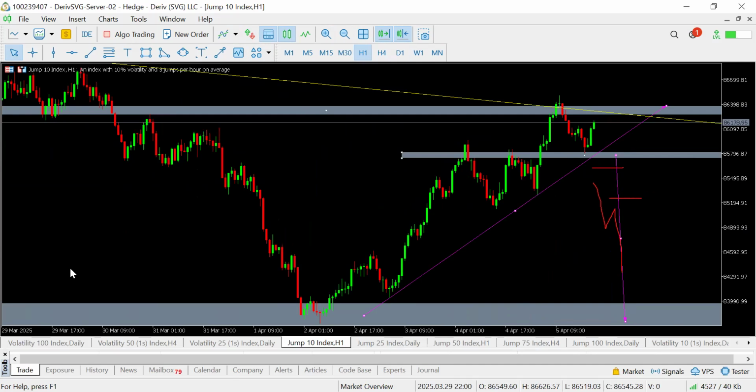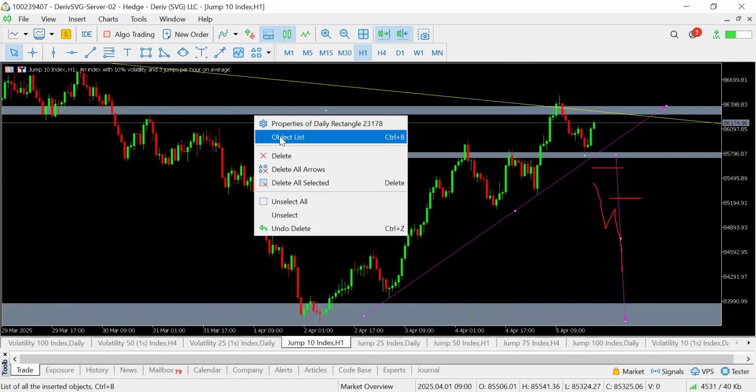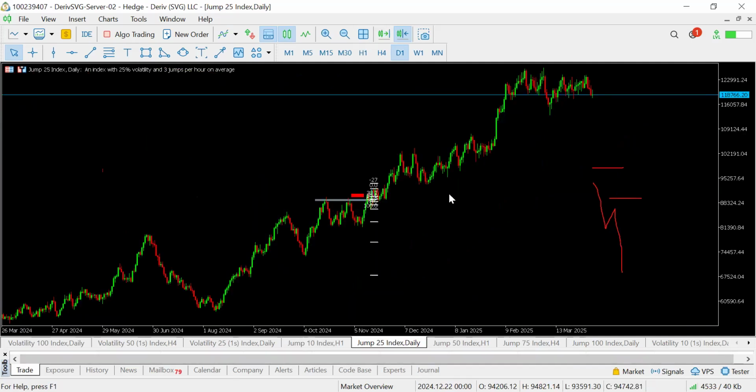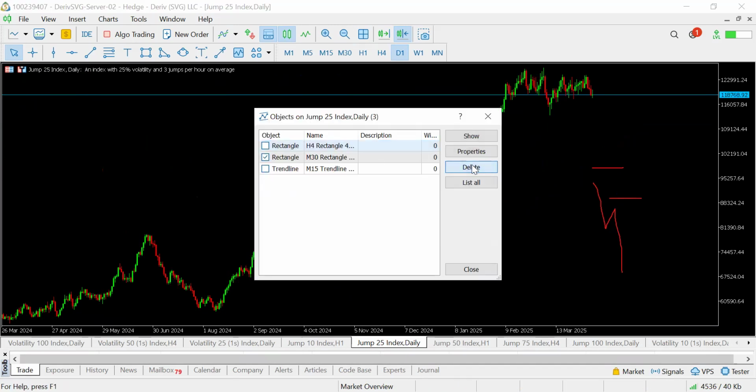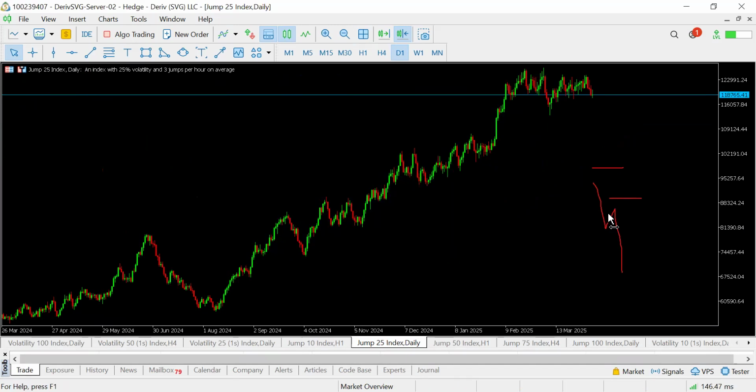So let me take out everything, and I think that's basically it for Jump 10 index. So let's look at Jump 25. Let me take these guys out. For Jump 25, let's go to the monthly time frame.